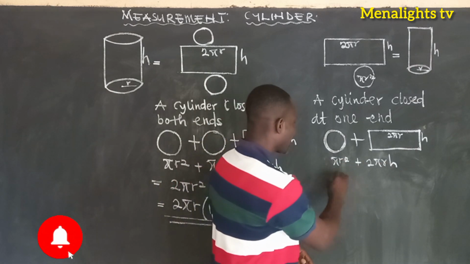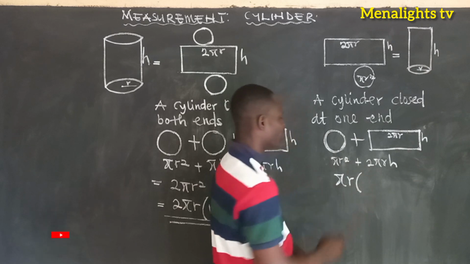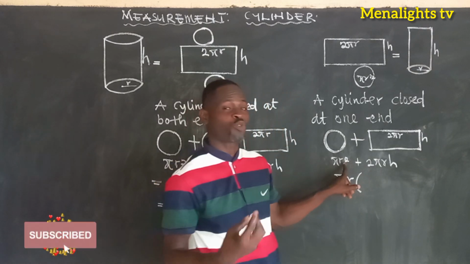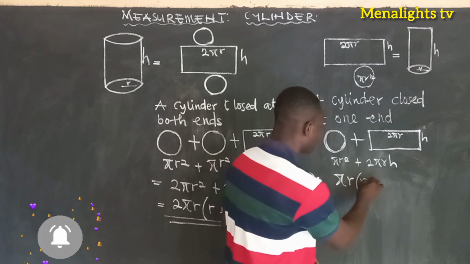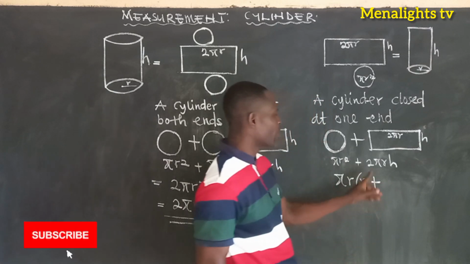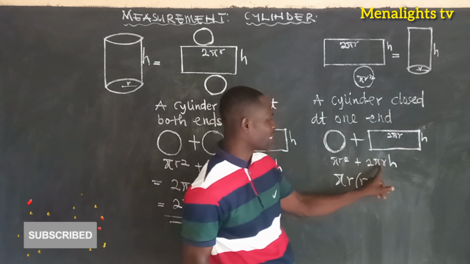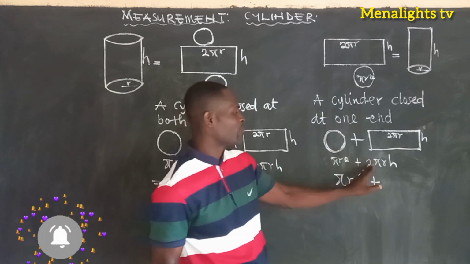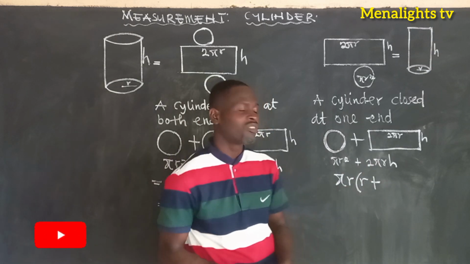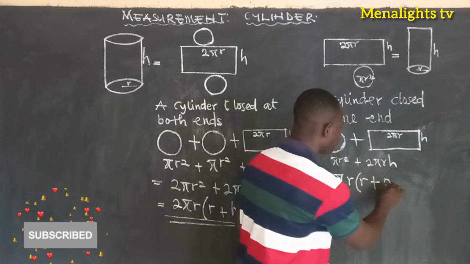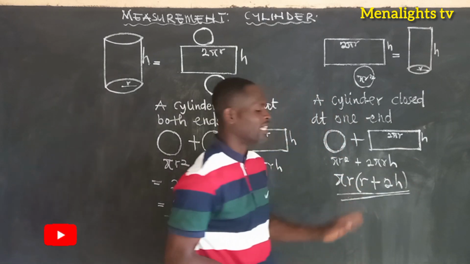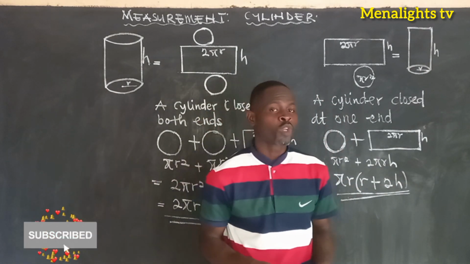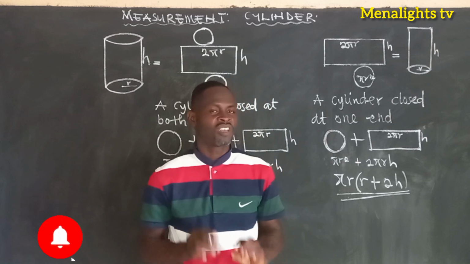So pi radius out, then into brackets. Here the radius is squared. We have one, then we are left to sort another one. So we have a radius, then plus. Here we already have the radius and the pi out. Then we are left to sort 2 height, or 2h. So 2h. And this becomes the formula for finding the total surface area of a cylinder when it is closed at one end.